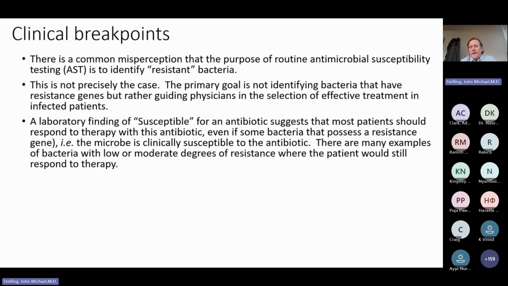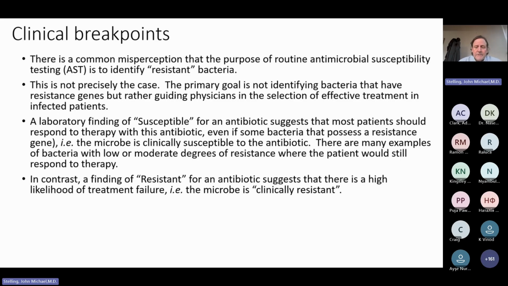Similarly, if somebody has a skin infection with a Staph aureus, the main thing the person often needs is soap and water, good hygiene, protect it, and the person will eventually get better. The antibiotic will help people to get better more quickly in many cases. So this is the idea of clinical susceptibility. The animal, the person should get better, even if there's a low degree of resistance. In contrast, finding a resistant means that the animal, the patient, probably will not get better. There's a high risk of treatment failure.